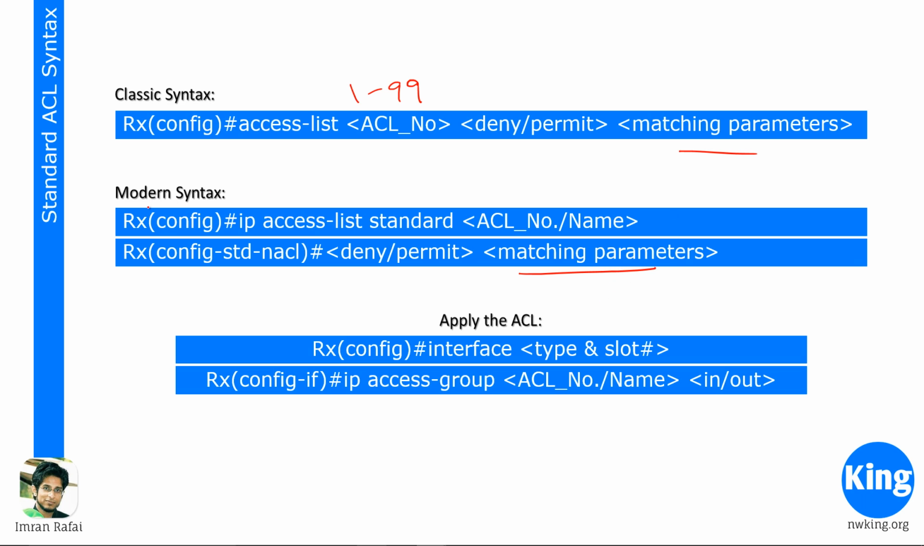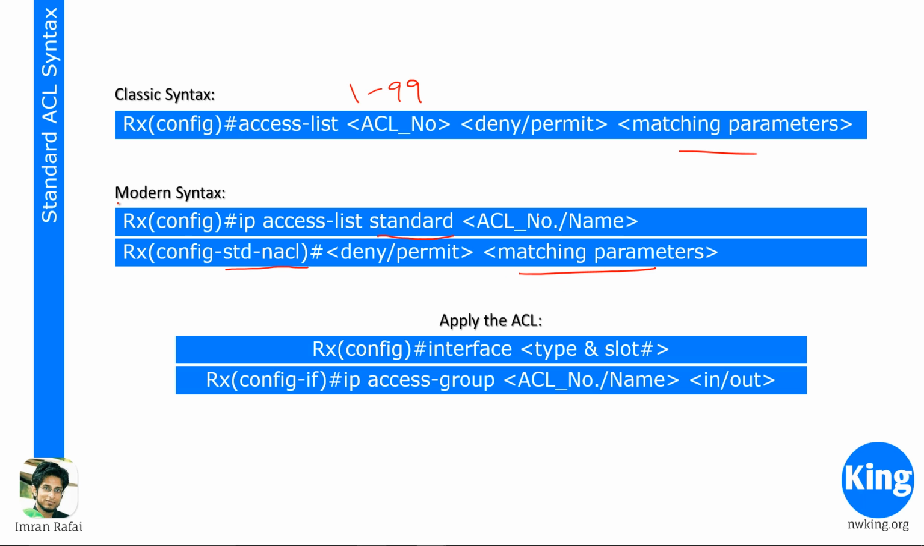So the modern way of doing it is you come to global config and you say ip access-list, then you put the keyword standard. If you're doing extended, you put the keyword extended. In this case it's going to be standard, so ip access-list standard, and then you can give an ACL number, again 1 to 99, or you can give a name. You can say access list networking. Whatever that name is, that's the identifier. Immediately it goes into a sub-configuration mode. Then you individually start putting your deny and matching parameters or permit and matching parameters.